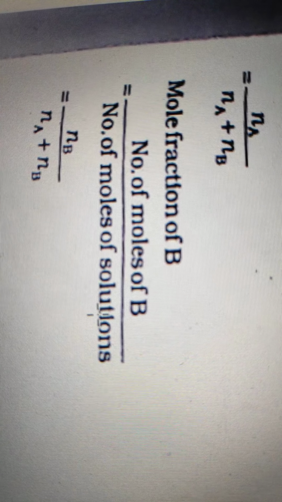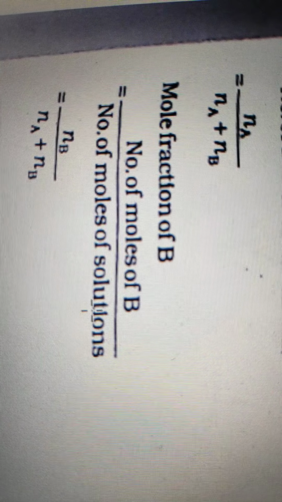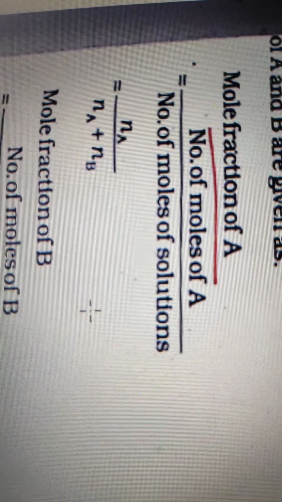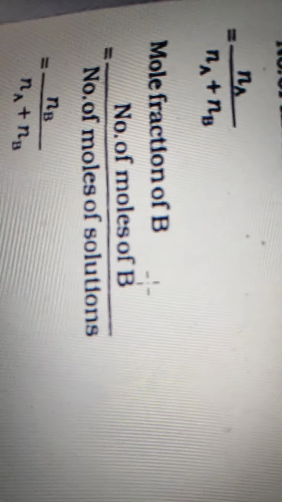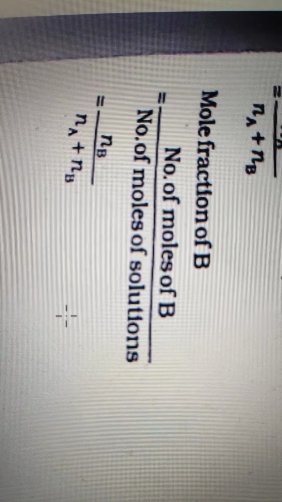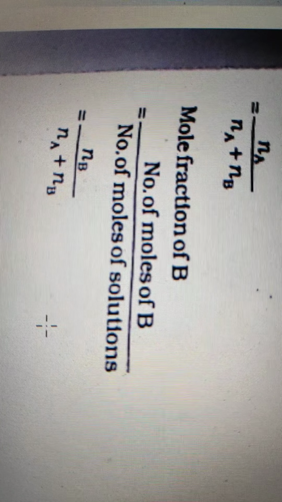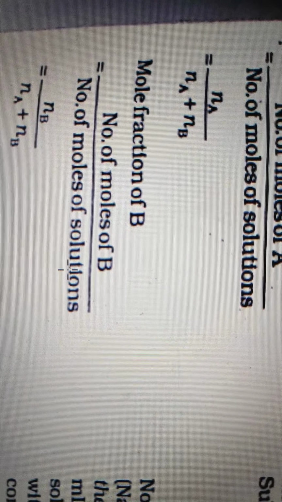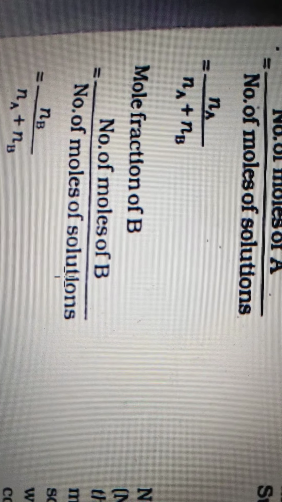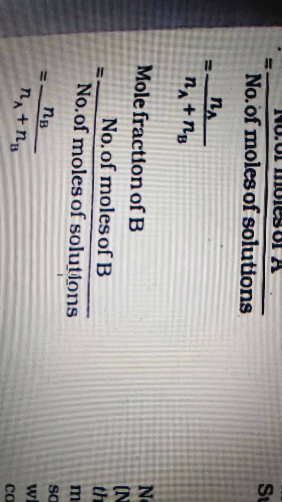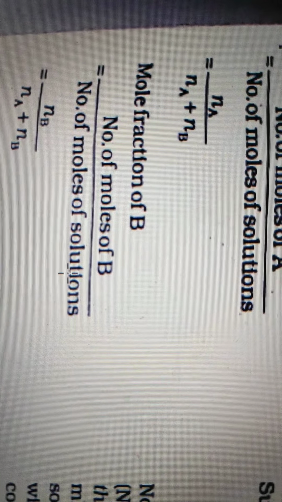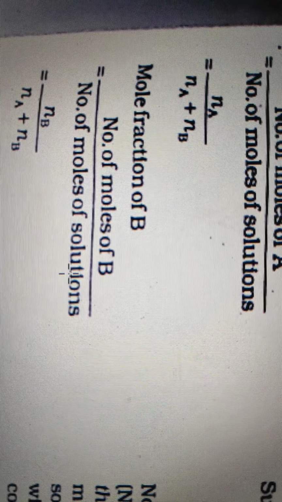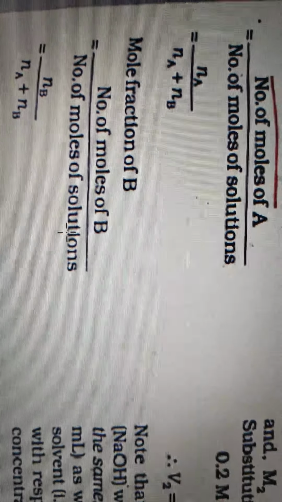The symbol of mole fraction is curved X, and if you want to find out the mole fraction of any one component, the formula is the number of moles of that component upon total number of moles. If there are two components, Na and Nb, then Na upon Na plus Nb will give you the mole fraction of A, and in this way you can find out the mole fraction of B, which is equal to Nb upon Na plus Nb, and the sum of the mole fractions is always equal to 1.